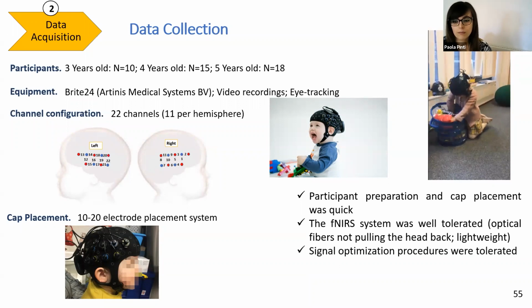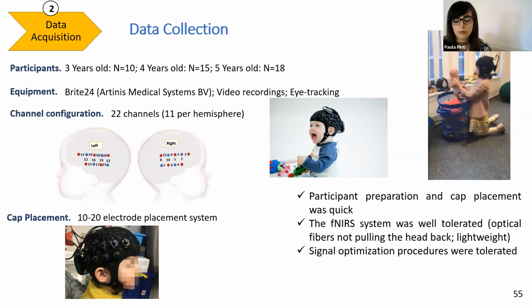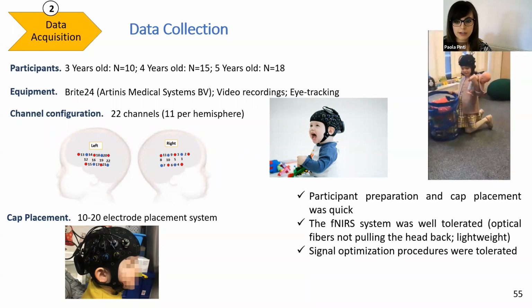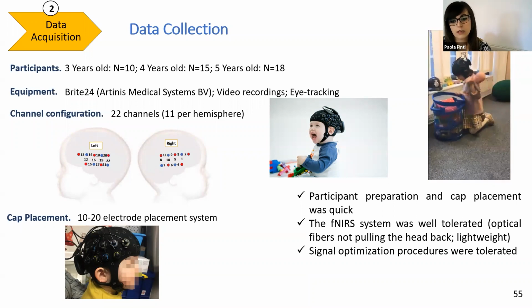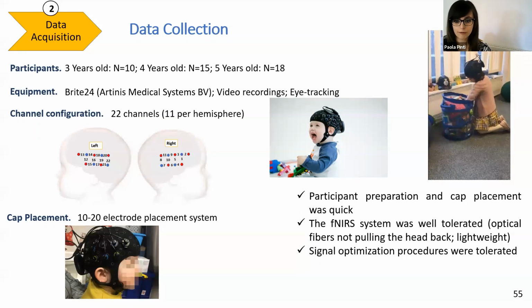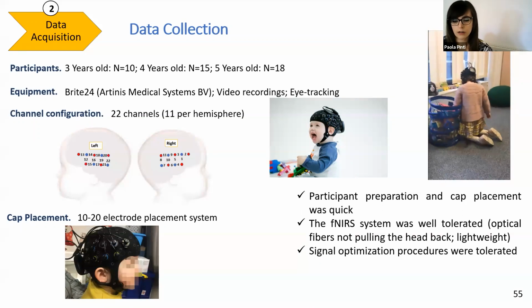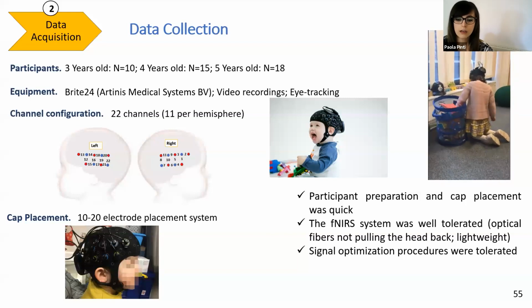And also, of course, with toddlers, it can be a little bit easier than dealing with infants. So we could also take our time to optimize our fNIRS signals and maximize the optical coupling, as of course, toddlers have more hair than infants. And this was tolerated by most of our participants for this study.